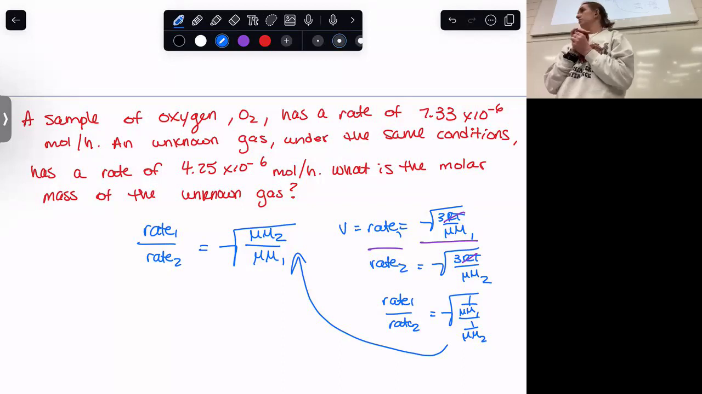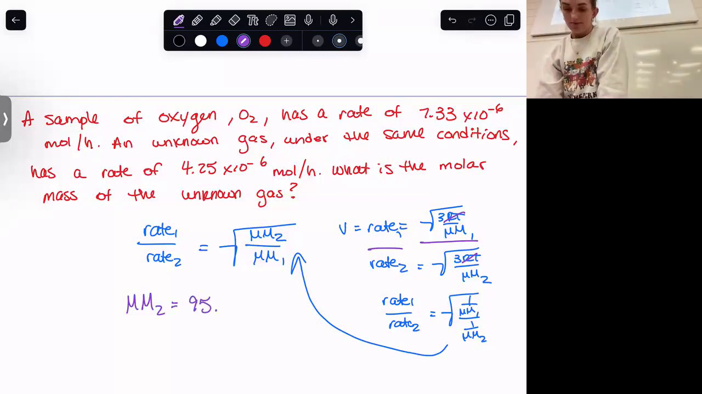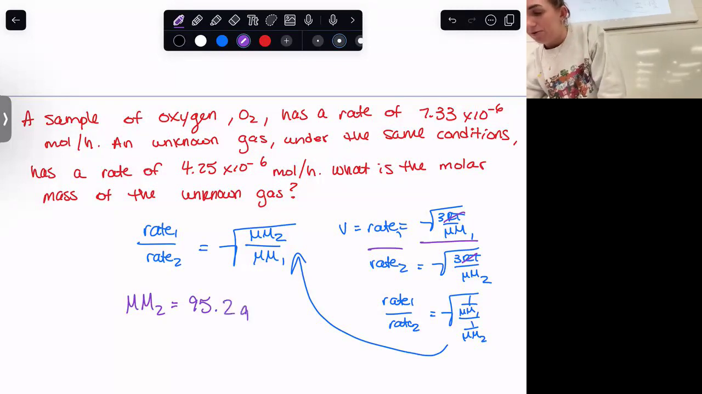Anyone get a molar mass? What'd you get? 95. Yeah, 95. Awesome. Yep, so I got that our molar mass 2 in this case would be 95 point, how many sig figs? Yeah, so 95.2 grams per mole.